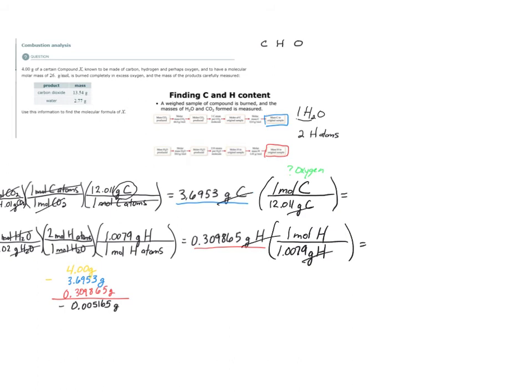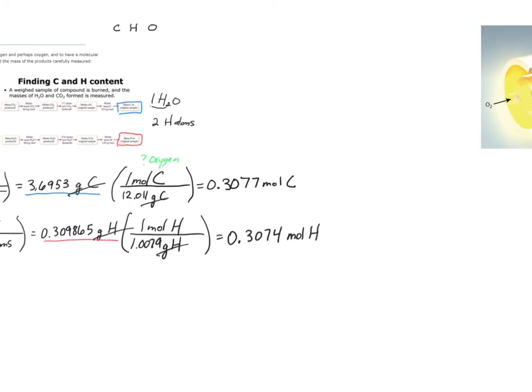How many moles of each do we have? Well, 3.6953 divided by 12.011 gives me 0.3077 moles of carbon, and 0.309865 divided by 1.0079 gives me 0.3074 moles of hydrogen. So I look at these two values and ask myself, which one of these is the smallest mole number? 0.3077 or 0.3074? Well, this would be difficult if I rounded too early, but I kept 4 significant digits all the way through, and it looks to me like this one is smallest.